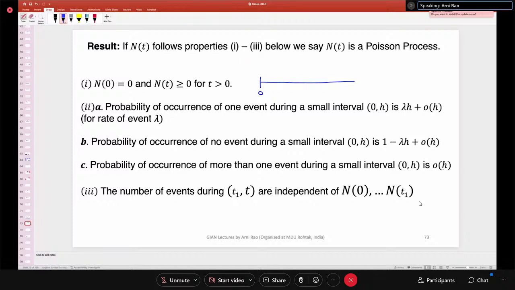Good. This kind of critical thinking is needed, as you are all asking very sensible, very relevant questions. So this is how we define the three assumptions, three properties, whatever you say. And the third property is that the events during this interval are independent of the prior events. T1 to T. Now suppose this is your T1, and somewhere here you have T.